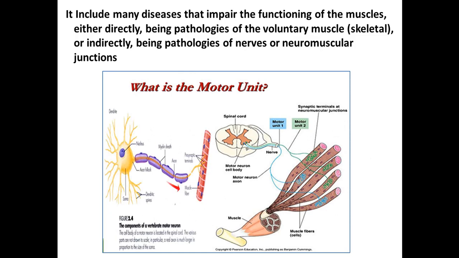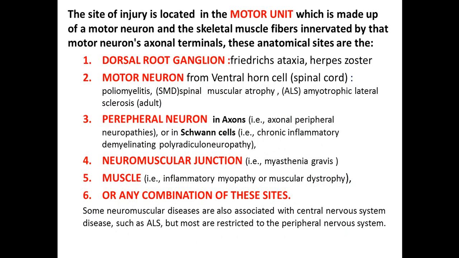All of these patients have weakness, and the weakness may be due to direct pathology involving the voluntary skeletal muscle, or to indirect pathology that arises from the nerve or the neuromuscular junction. So the site of injury is located in the motor unit, and the anatomical site may be the dorsal root ganglia, the motor neuron, the peripheral neuron, the neuromuscular junction, the muscle, or any combination of these sites.